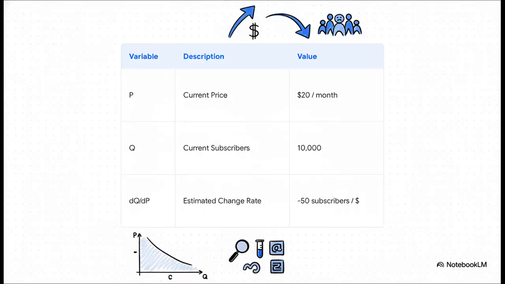Our current price, P, is $20 a month. At that price, our quantity, Q, is 10,000 subscribers. Now for the really important part. DQ/DP. We've estimated this to be -50. Now, you should be asking, where did that number come from? Well, in the real world, you don't just guess. You get this number from doing your homework, running A/B tests on your website, using advanced market research, or analyzing historical sales data. So what this -50 tells us is that our models predict we will lose 50 subscribers for every $1 we increase the monthly price.